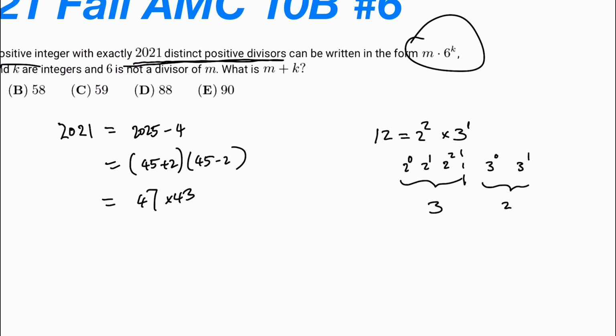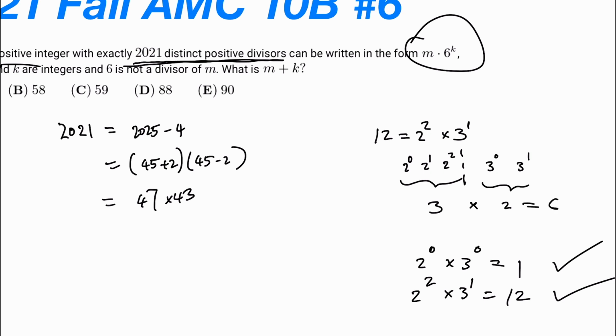Just to reconsider, we don't have to subtract anything because even if we have 2 to the 0 times 3 to the 0, that is 1. That is also a divisor. If we have 2 squared times 3 to the 1, that is going to be 12. That is also a divisor of 12, which means that 12 has 6 divisors.